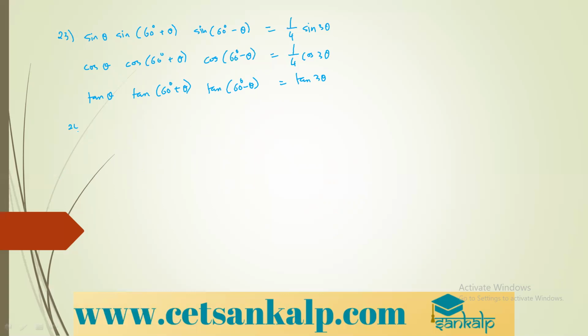Okay, next formula is cos 36 degrees minus cos 72 degrees is 1/2. Similarly, cos 36 degrees into cos 72 degrees is 1/4.